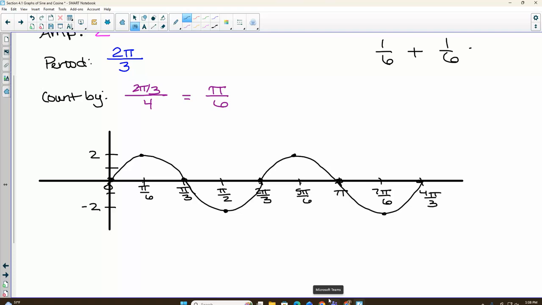What if I said 3 periods? Add 4 more points. Could I put my points going this way too? Yeah, you would just subtract your count by. So you can add it onto either end. All right. Any questions on that one?